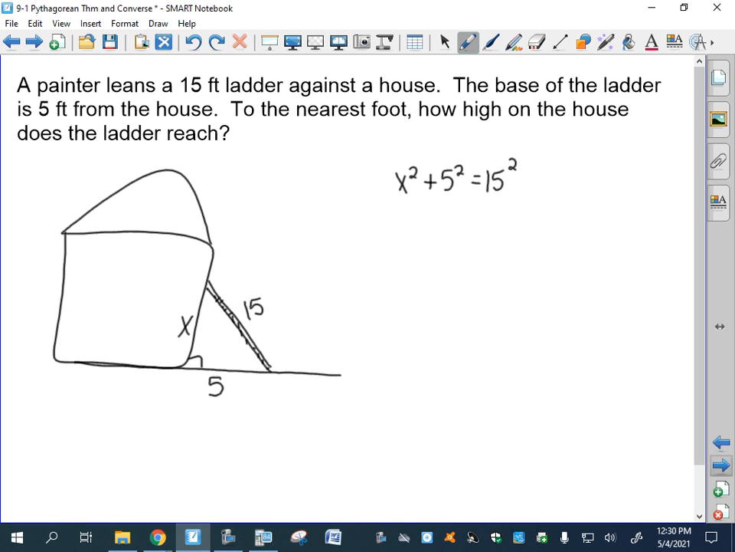So I like to draw a pretty picture. It's all right though. It's a cartoon house. It can look like it's about to fall.